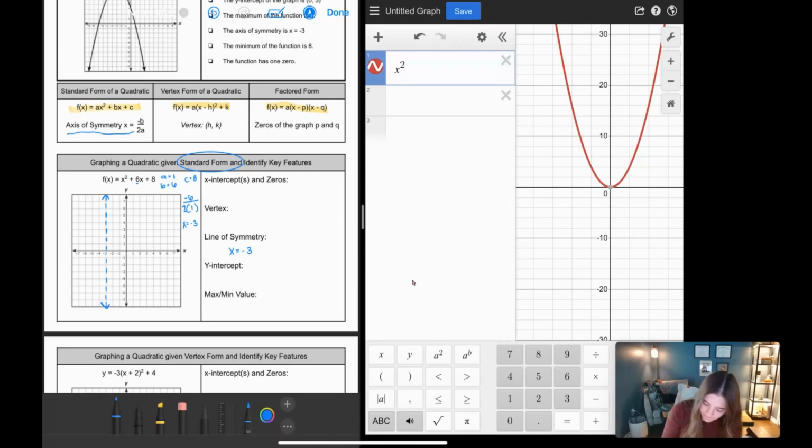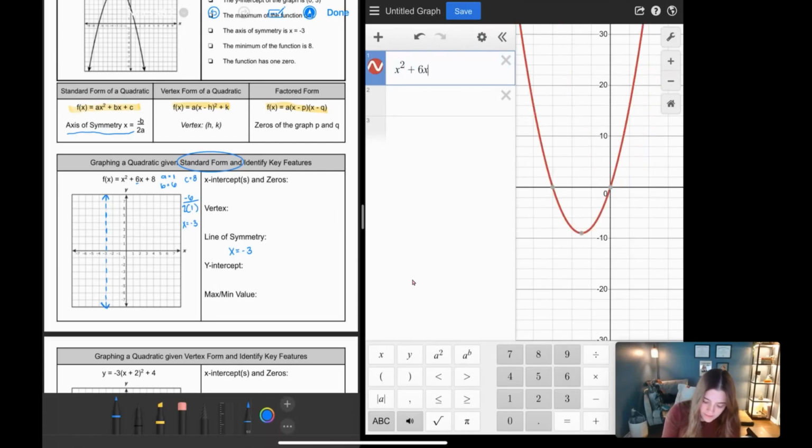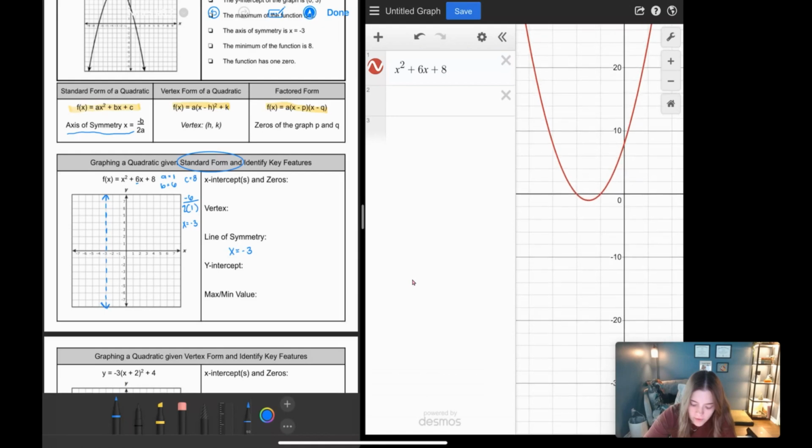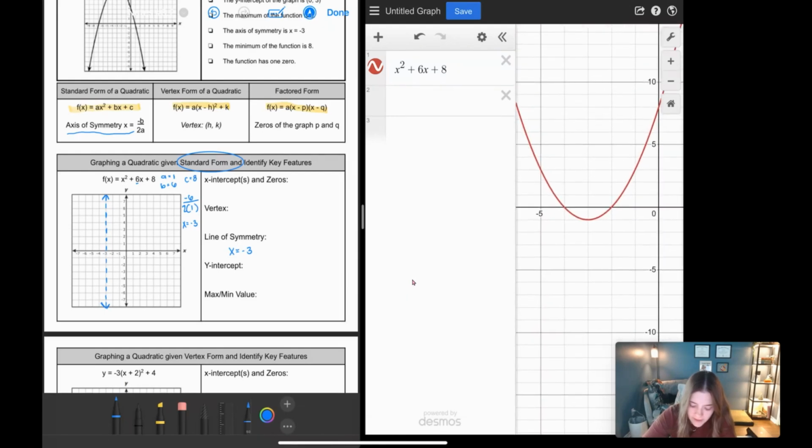Plus 6, okay? X plus 8. And now you can see that it has graphed that for me. Okay, you are going to have to draw it as well. But if I look here, it gives me everything I need.